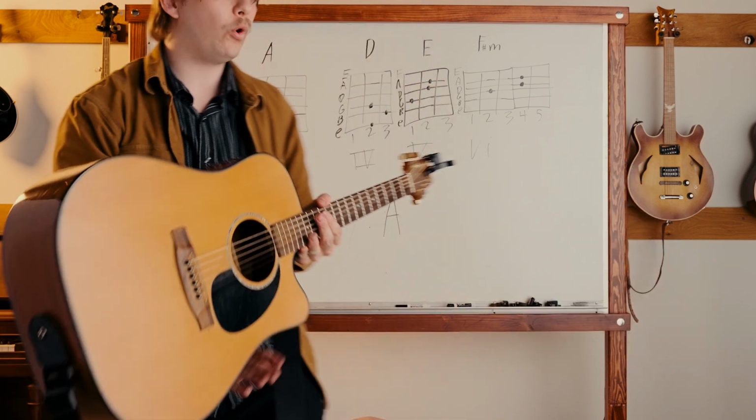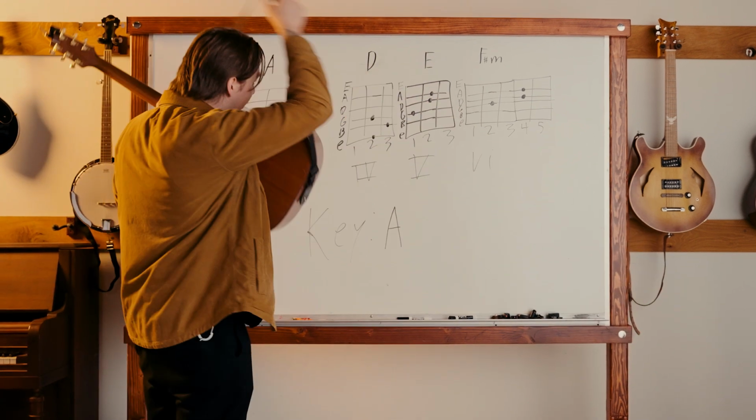Last one. Ready? Here we go. We're going to go like this. A. We move these two down and the pinky goes down there. Okay? So we have A, D, E, and F sharp minor. That's our 1, 4, 5, 6 in the key of A.